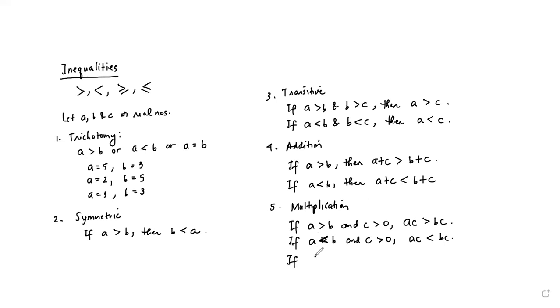However, if A is greater than B and C is negative, and we multiply both sides of the inequality by a negative number, then A times C is less than B times C. So in effect, multiplying both sides of the inequality by a negative number will reverse the inequality. And also, if A is less than B and C is negative, then A times C would be greater than B times C. So the fifth property of inequality is actually important whenever we're solving different types of inequalities like linear inequalities and quadratic inequalities.